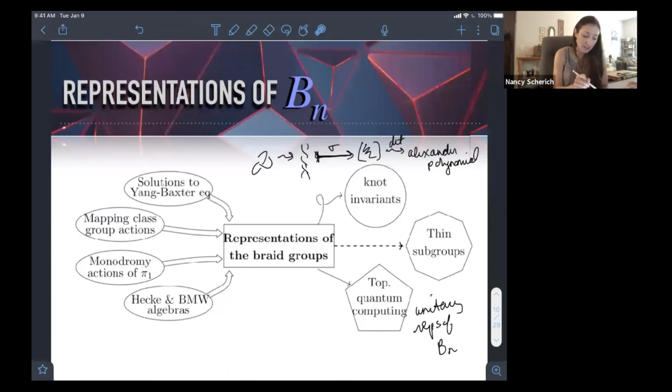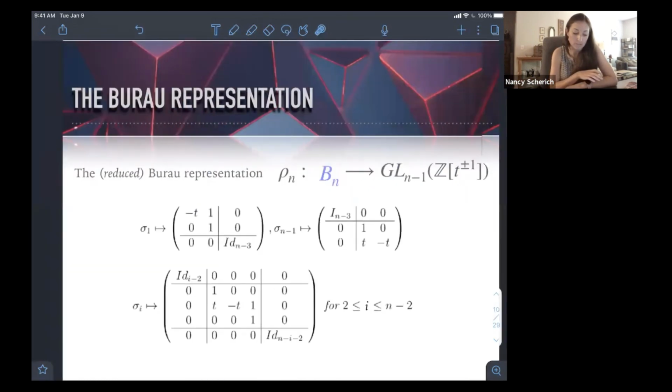Some examples I've listed here: if you have solutions to a Yang-Baxter equation, that gives you a representation of the braid group. What I did a lot of my thesis studying was the Hecke and BMW algebras. These are algebras that are much bigger than the braid group algebra, but they induce representations of the braid groups. So from an algebraic perspective, you can get representations of the braid groups. There are so many representations of the braid groups, and I think it's because we have so many different ways to think about and study the braid group. So there are lots of different ways of constructing these representations. As I promised before, we're going to think about this mapping class group action and how that gives us the Burau representation. Any questions?